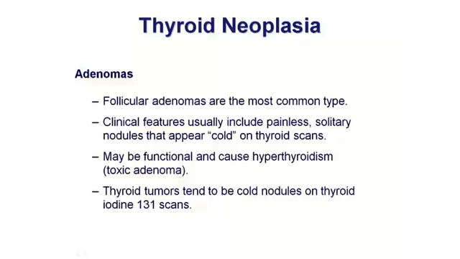Our first thyroid neoplasia will be our adenoma. Adenoma means benign tumor of glandular origin. The most common type is going to be our follicular adenoma. Clinically, the patient will present with this painless solitary lesion and may appear as a cold nodule on thyroid scan.